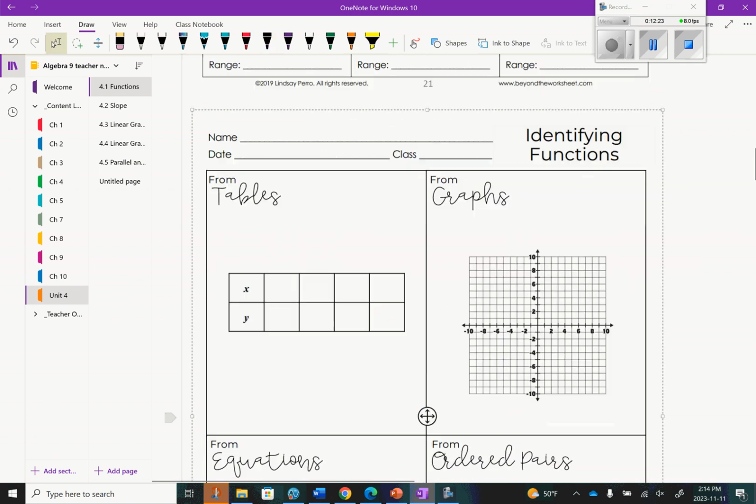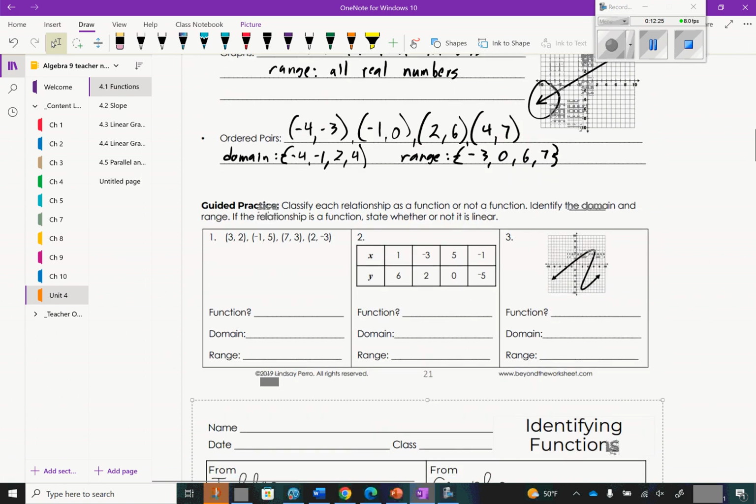Let's take a look at some practice problems here. Classify each relationship as a function or not a function. Identify the domain and range. If it is a function, tell whether or not it's linear.